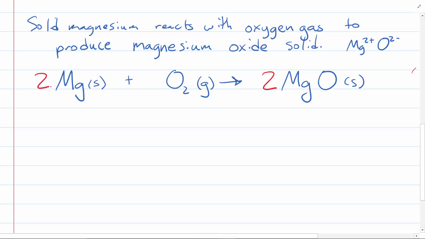At this point, this is a balanced chemical equation, which you should check. We have 2 magnesiums, 2 magnesiums, 2 oxygens, 2 oxygens, because of course remember that a coefficient means that we are multiplying the result. So any questions on this one?